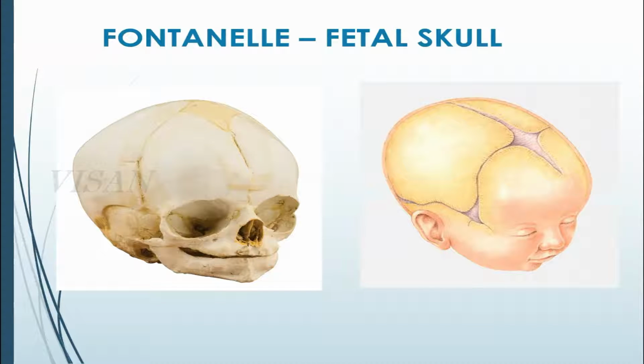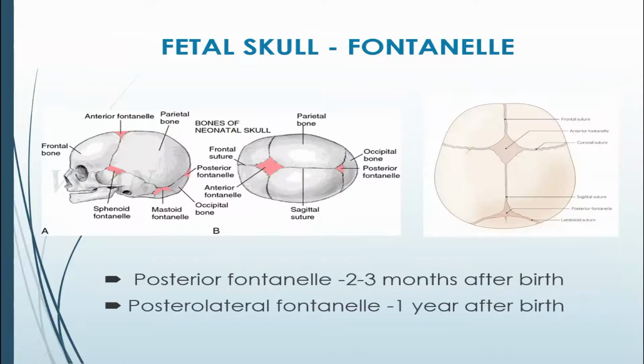The lambda and asterion in the fetal skull are called fontanelles because those areas are not completely fused, where they are connected or attached by means of a membrane. Already we have learnt about the anterior fontanelle and posterior fontanelle. So here we are going to learn about another new fontanelle. Here we can see the bones are not completely fused and they are attached by means of a membrane. So that is called a fontanelle.